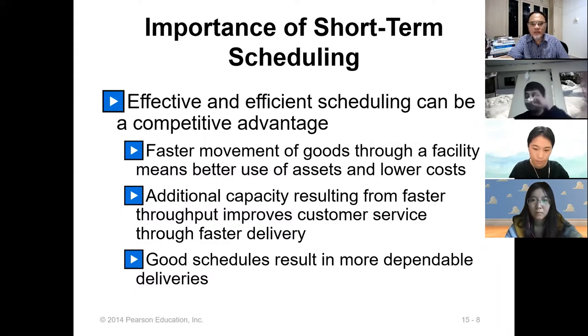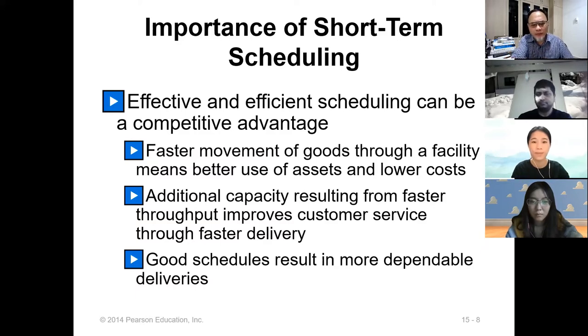Why is it important for short-term scheduling? Because effective and efficient scheduling can make the organization competitive. It provides competitive advantage to the company. If there is poor scheduling, the resources that you have, the machines that you have, may have a lot of idle time. Idle time means not doing anything. So effective and efficient scheduling, faster movement of goods through the facility, means better use of assets and lower costs. You don't want the machine to be idle. You want the machine to be used, with minimum idle time.